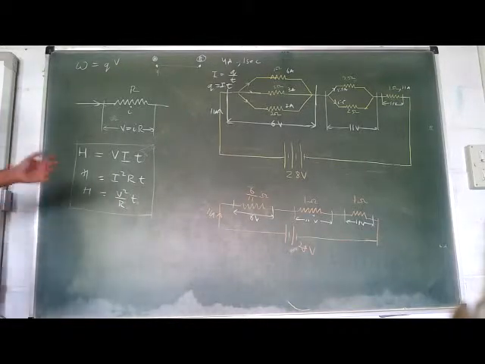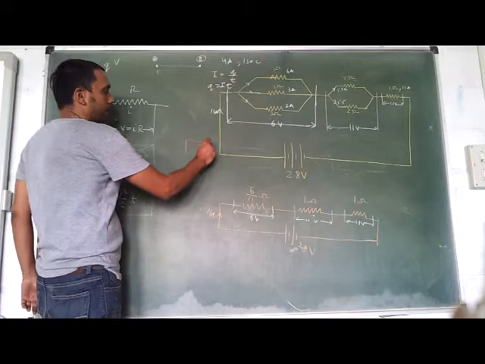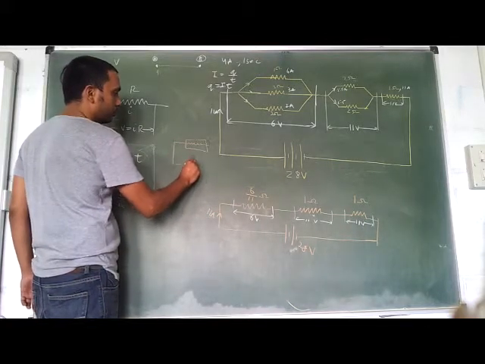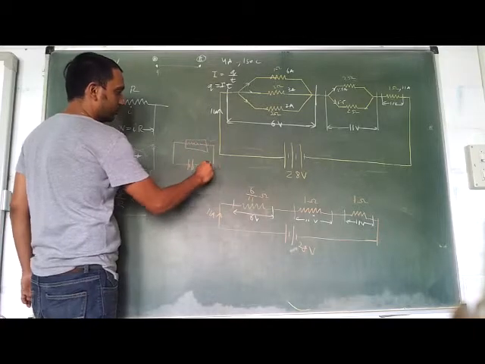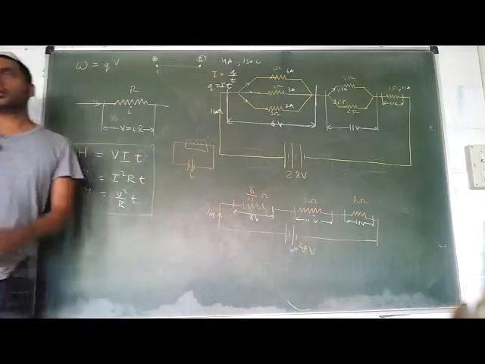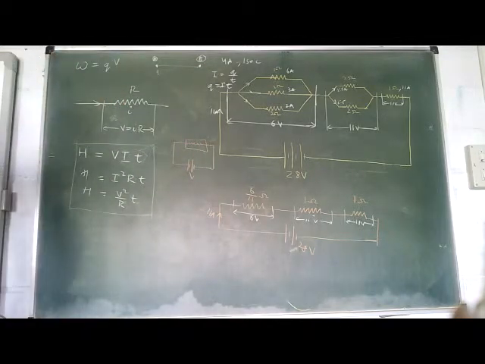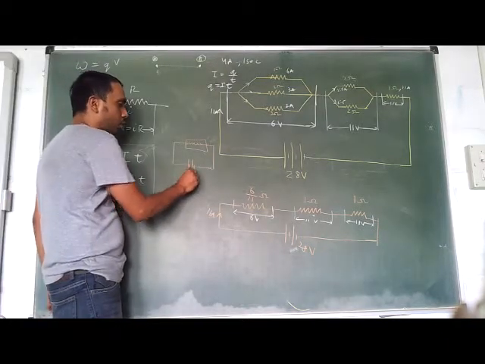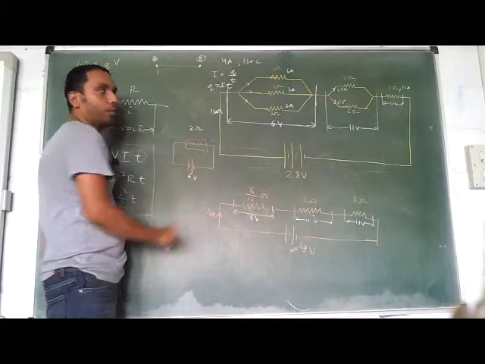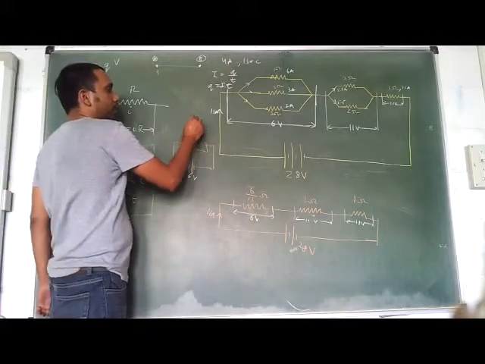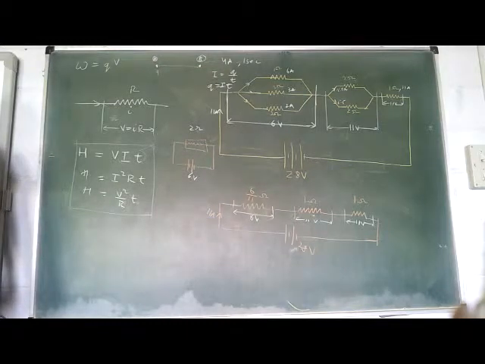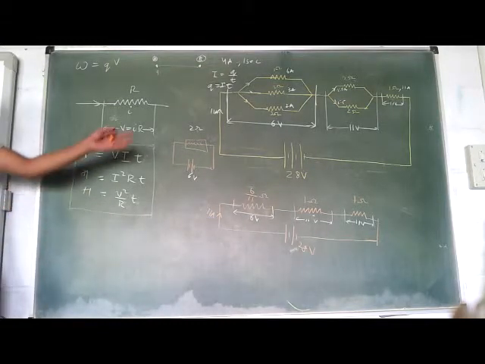See, if I give you a certain appliance, a heater, say that this is 6 volt, it is a 2 ohm resistance heater. Then how much is the current flowing through this? 3, right? And what is the heat generated?